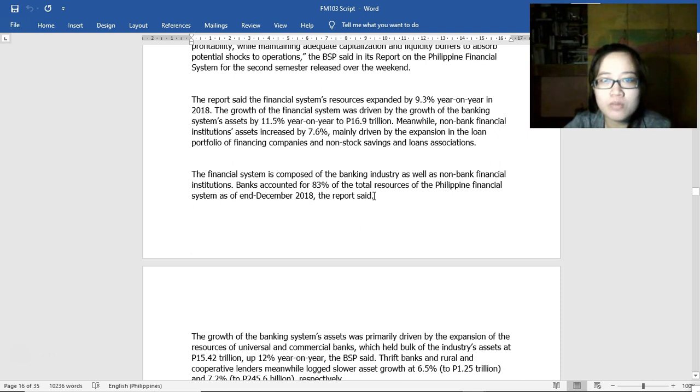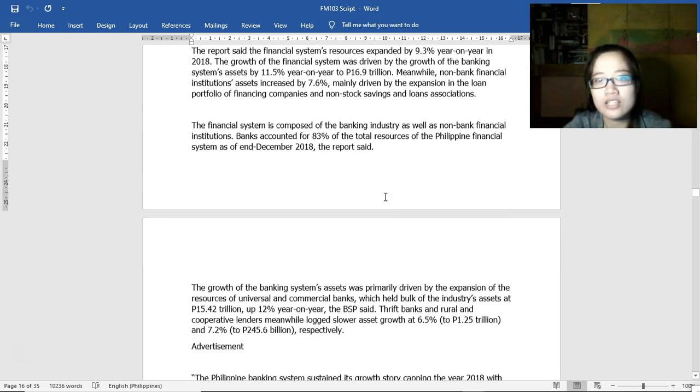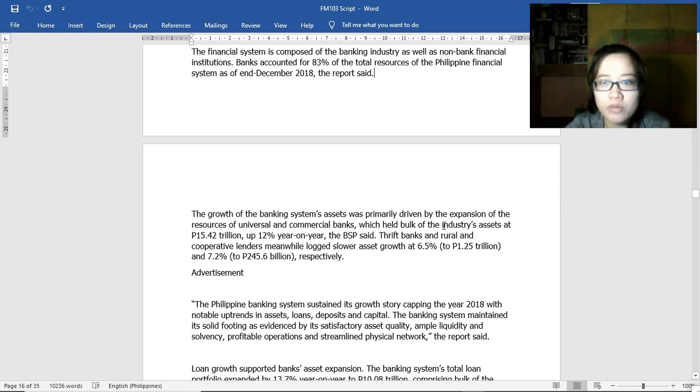The financial system is composed of the banking industry as well as the non-bank financial institutions. Banks accounted for 83% in 2018. The growth of the banking system's assets was primarily driven by the expansion of the resources of universal and commercial banks. Okay.